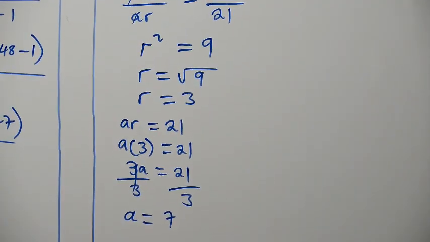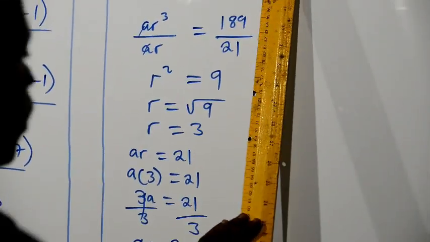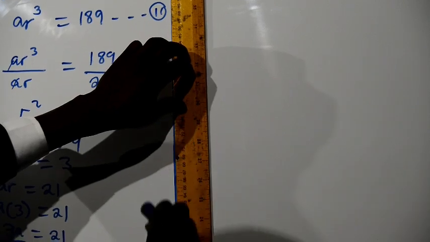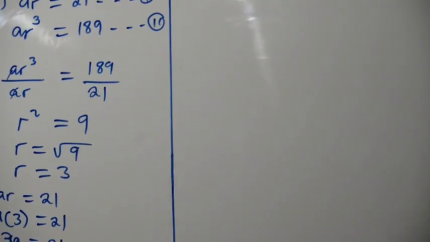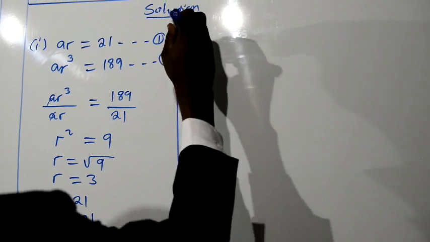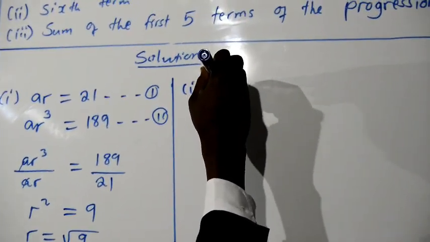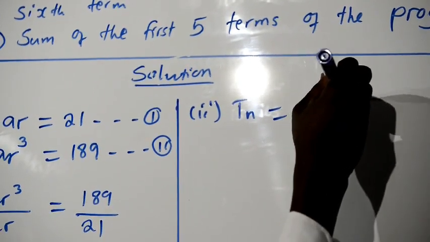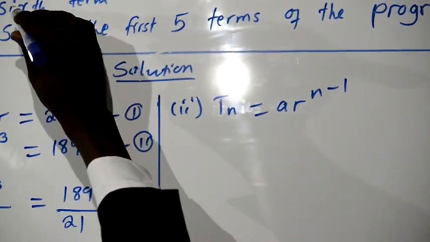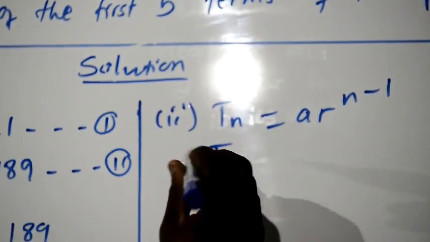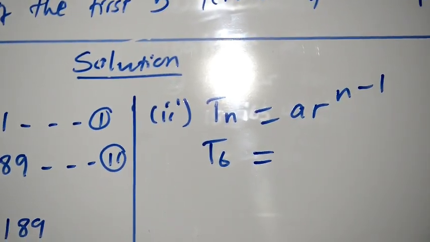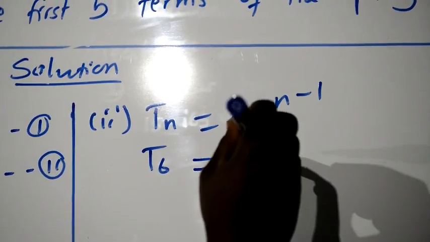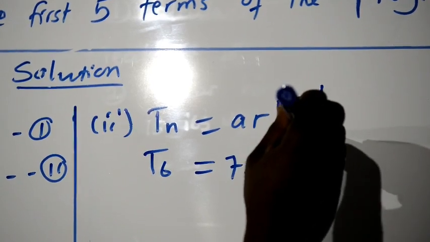Now, let's move on to the next question. So the next question is to find the sixth term. To find the sixth term, we are going to use this formula for the nth term, which is Tn equal to AR to the power n minus 1, where n will be 6, which is T6, the sixth term, equals A, the first term we have found 7, multiplied by the common ratio 3, to the power, our n is 6, then minus 1.